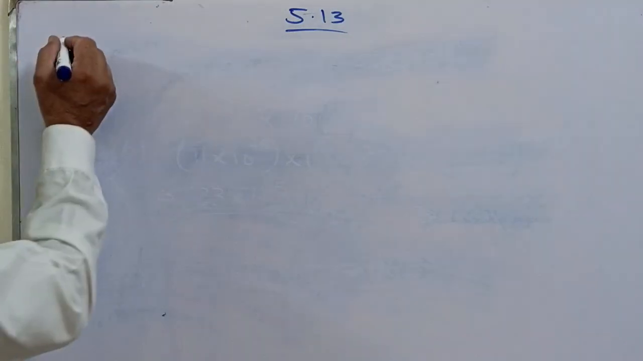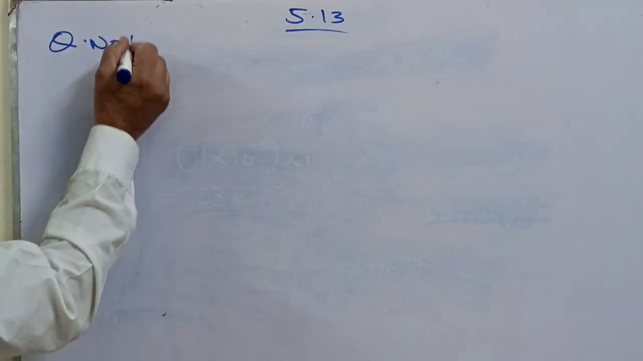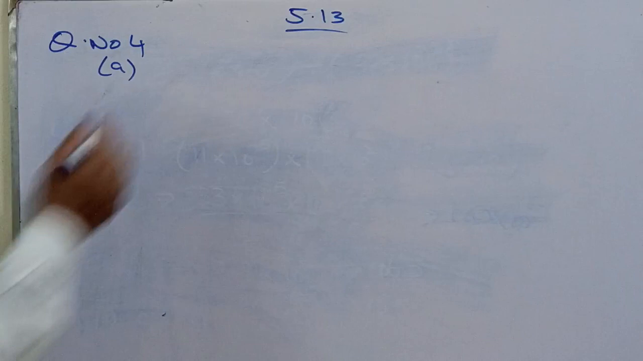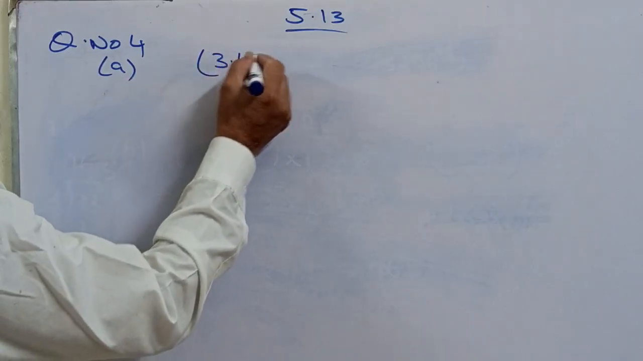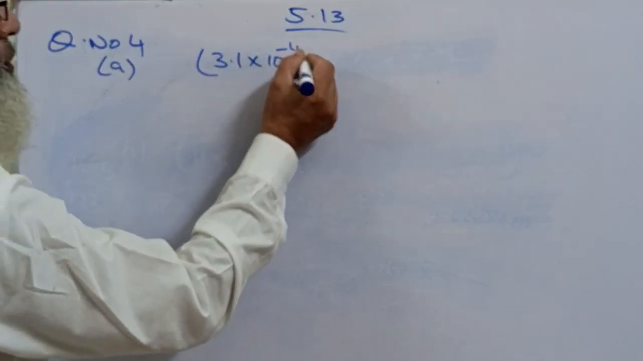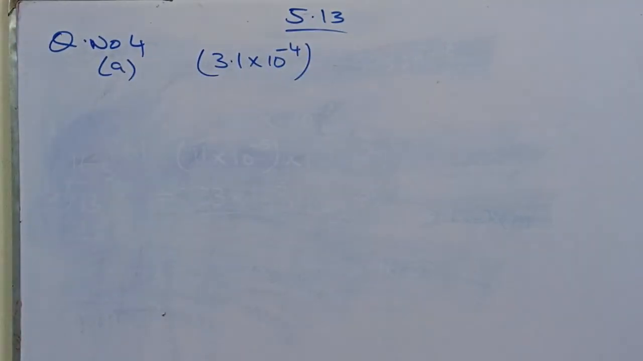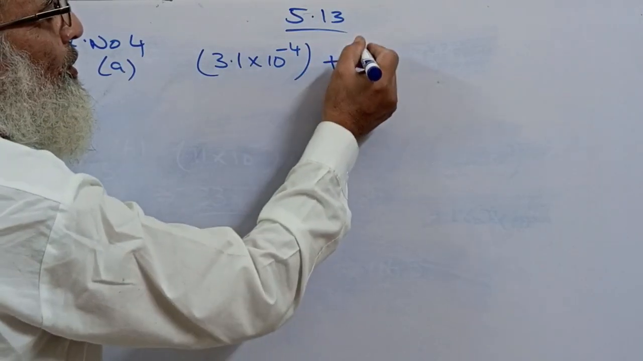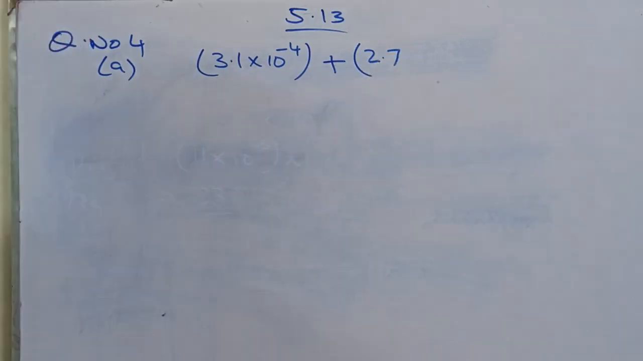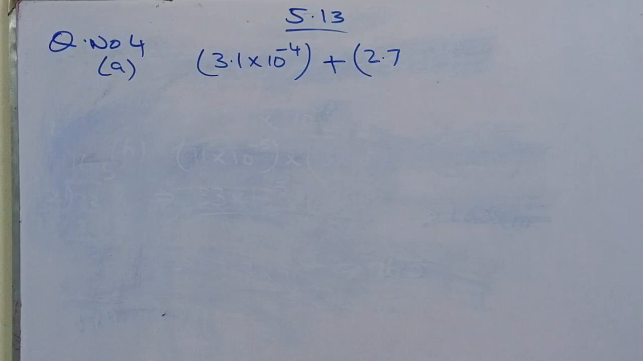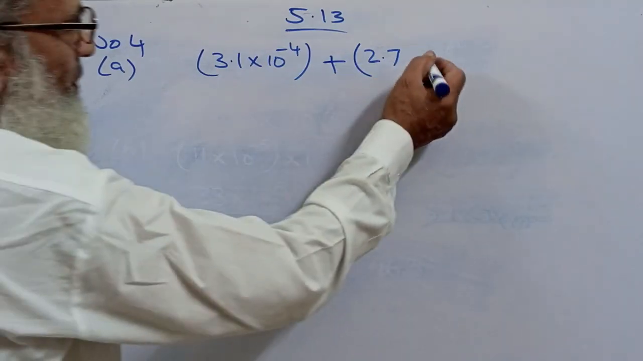Question number 4, part A. 3.1 into 10 raised to power minus 4. Is it added or subtracted? It is added. Plus 2.7 multiplied by 10 raised to power minus 2.